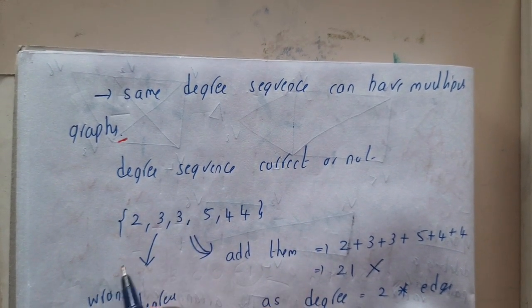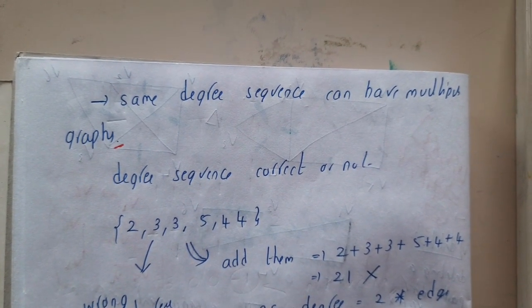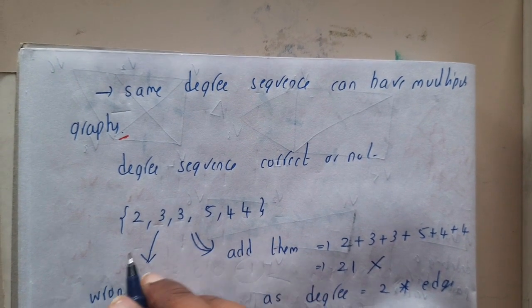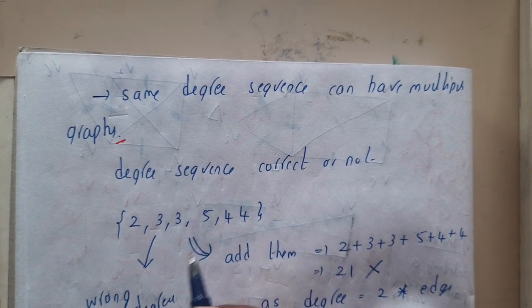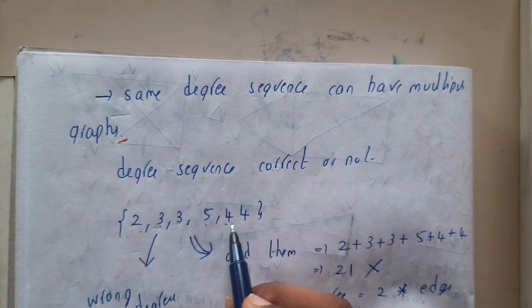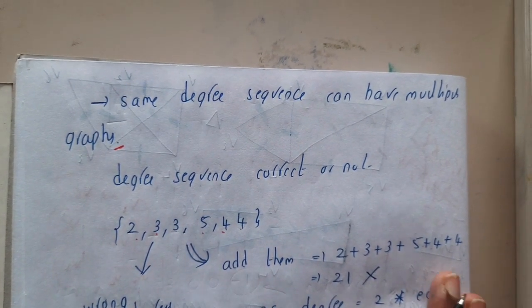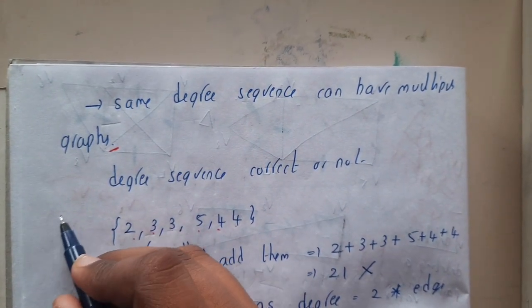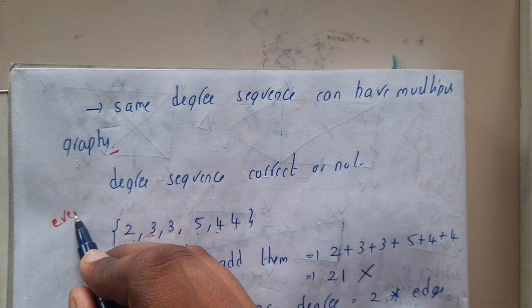So if you observe here, he gave the degree sequence directly, guys. He did not give it in terms of non-increasing or non-decreasing. Okay, that will also be fine in some kinds of situations. So 2 3 3 5 4 4. Okay, so the one thing that you should remember is the sum of the degree sequence should always be even, guys.